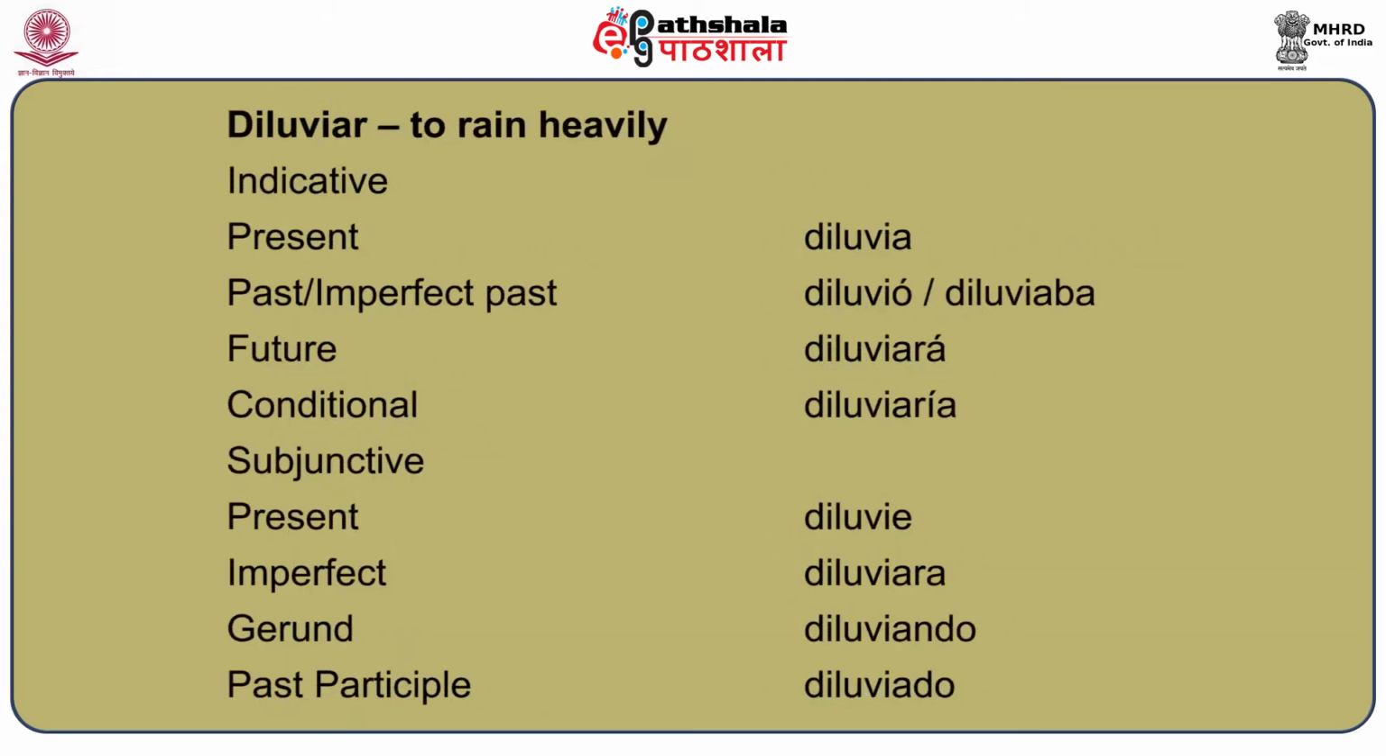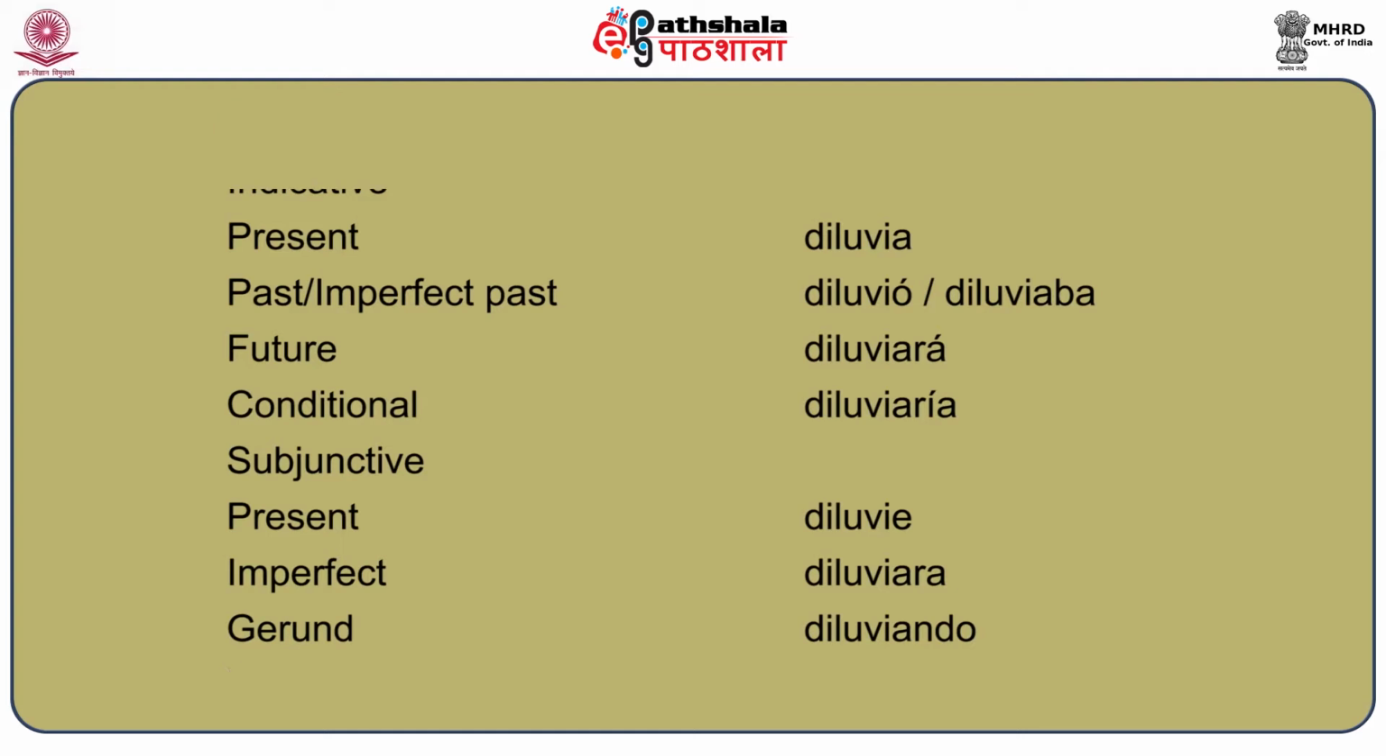Atardecer, to get dark or twilight. The present indicative, atardece. The preterite, atardeció. The imperfect, atardecía. Future, atardecerá. Conditional, atardecería. The subjunctive forms are present, atardezca. The imperfect subjunctive, atardeciera. Gerund is atardeciendo. Past participle, atardecido.